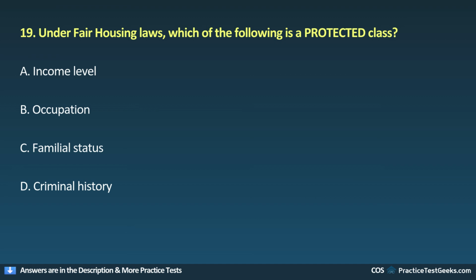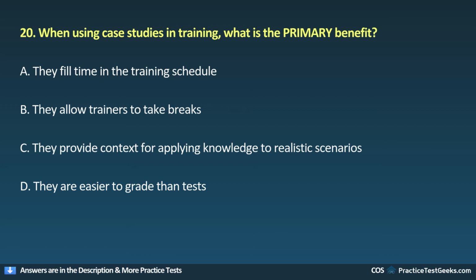Familial status. D. Criminal history. When using case studies in training, what is the primary benefit? A. They fill time in the training schedule. B. They allow trainers to take breaks. C. They provide context for applying knowledge to realistic scenarios. D. They are easier to grade than tests.